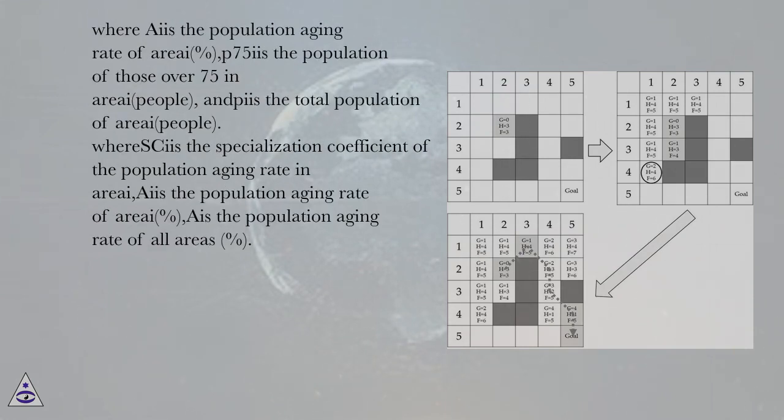where A is the population aging rate of area, percent, P75 is the population of those over 75 in area, people, and pi is the total population of area, people. Where SCI is the specialization coefficient of the population aging rate in area, A is the population aging rate of area, percent, AI is the population aging rate of all areas, percent.